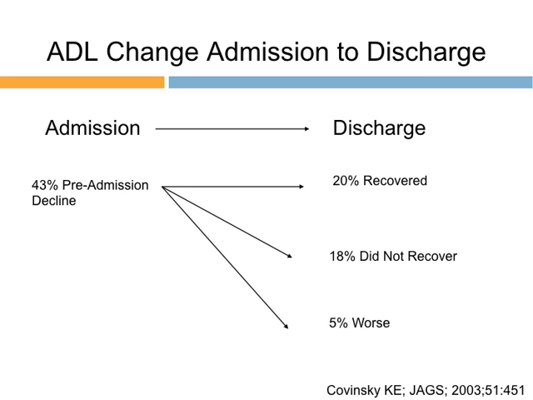So what's going on with function, so that it's not getting better? It turns out if you take these 43% of patients who came to the hospital with a decline, only 20 of those 43 are recovered by the time of discharge, so less than half. It's less than 50-50 that they'll recover. 18% don't recover, and actually 5% get worse, which is kind of remarkable, that as the illness is being treated, function is getting worse.